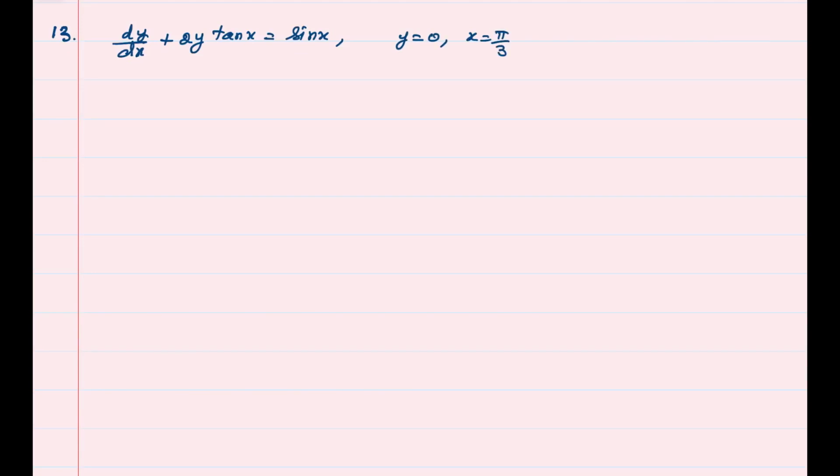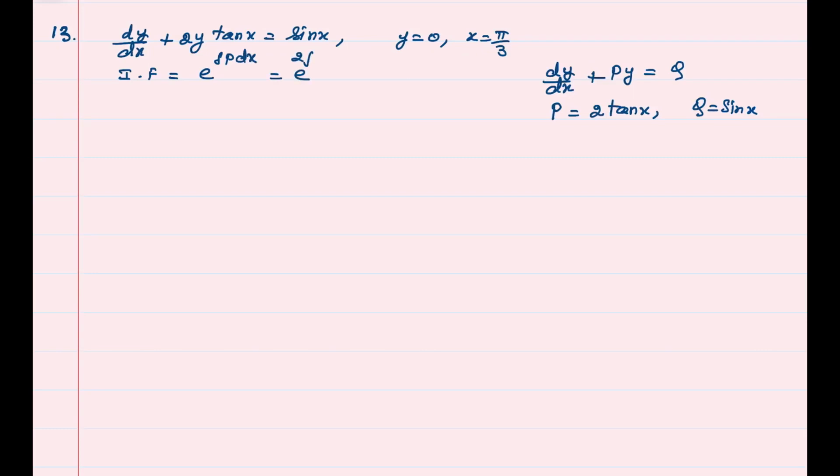This equation is already in the standard form, dy by dx plus py is equal to q, where p is 2 tan x and q is sin x. Remember, p and q are functions of x or constants. Don't write p as 2y here. The integrating factor is e raised to integral p dx, which is e raised to integral of 2 tan x dx.